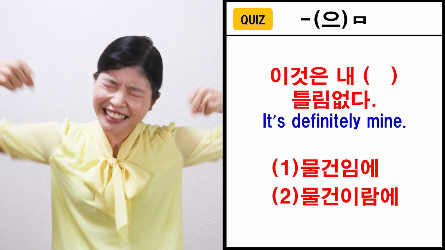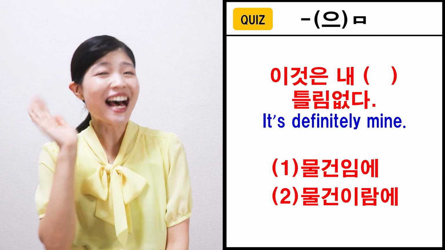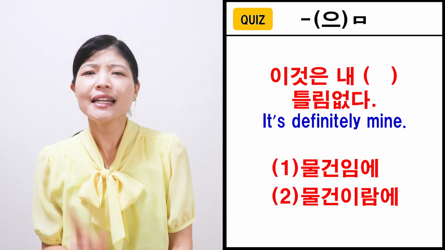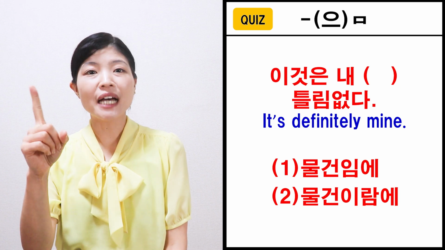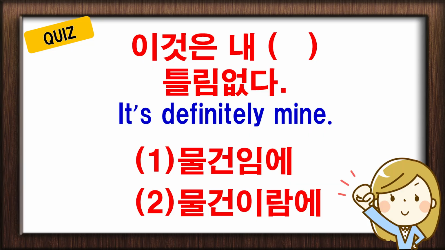Quiz! Then let's deepen our understanding with some quizzes. Which one is the correct answer? 이것은 내 ___ 틀림없다. It's definitely mine. Number 1, 물건임에. Number 2, 물건이라며.